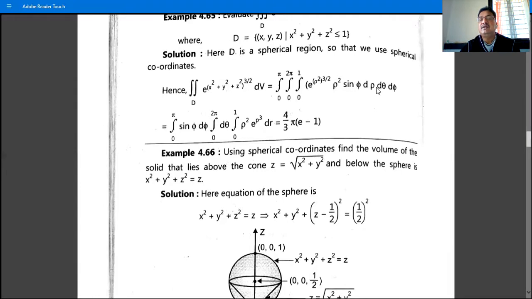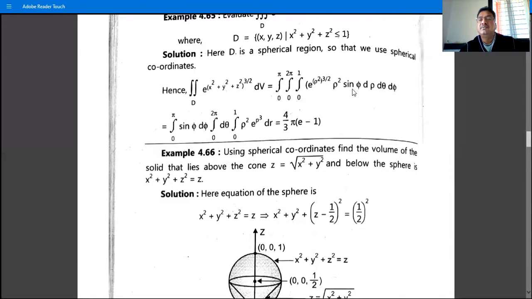And then integrate with respect to theta. There is no term of theta, so its integration is 1, and the upper limit minus lower limit is 2 pi minus 0, that is 2 pi. And then integrate with respect to phi: the integral of sin phi is minus cos phi. Then upper limit minus lower limit, cos pi minus cos 0. Cos pi is minus 1, and cos 0 is 1, so we get 2. And then for this we have 4.